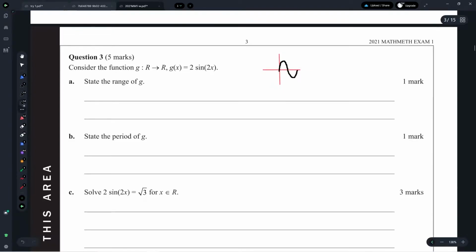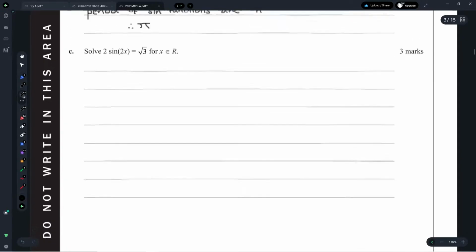Here we just have a sine equation, and the range is just going to be the amplitude, which here is 2, and so the 1, -1 becomes -2, 2, which are included. Periods are 2 pi on n. We have 2 inside the bracket there, so it's pi.